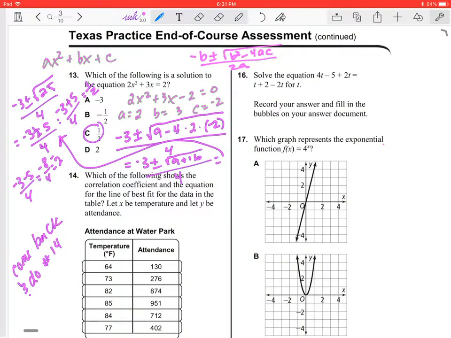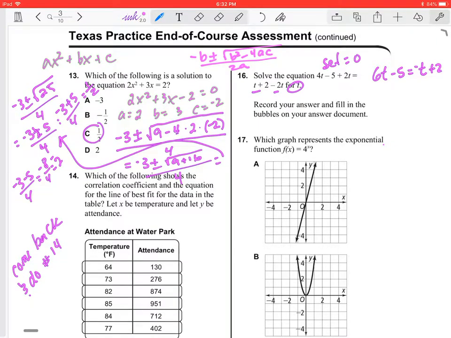Number 16, it says solve the equation 4t minus 5 plus 2t is equal to t plus 2 minus 2t. It wants us to solve for t. So I'm going to rewrite this over here. I have 4t minus 5 plus 2t. Those are like terms, so 4 plus 2 is going to give me 6t minus 5 is equal to, we have t and t, so that's going to be minus t plus 2.